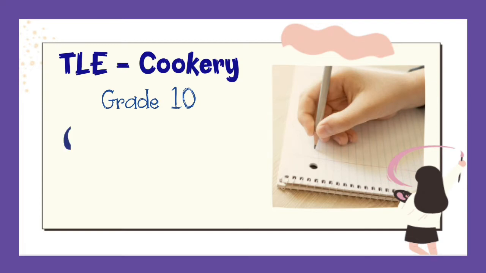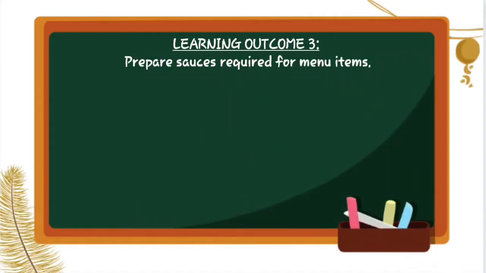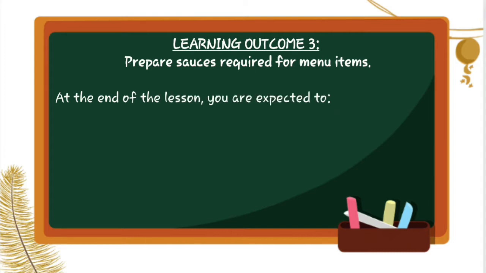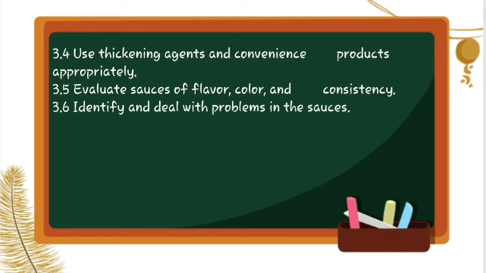For today's lesson, we are going to tackle Quarter 3, Week 3 modules. For our learning outcome number 3, prepare sauces required for menu items. At the end of the lesson, you are expected to classify various types of sauces, prepare a variety of hot and cold sauces based on the required menu items, identify the types of thickening agents and convenience products used in preparing sauces, and use thickening agents and convenience products appropriately.